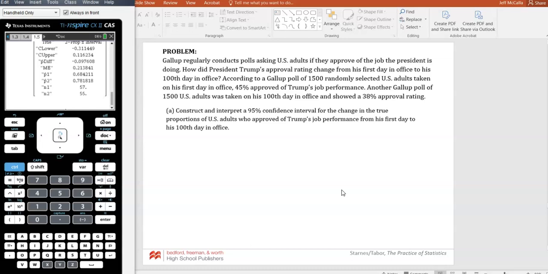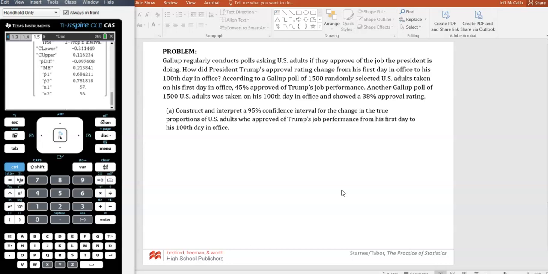Okay. So we want to start with the parameter and the confidence level. Confidence level is 95%. The parameter we're studying would be p1. I would call it p1, which represents the first day in office. It is the true proportion of folks who approved of President Trump at that time in the United States. And p sub 100 is the true proportion of people who approved of President Trump after the 100 days, right?